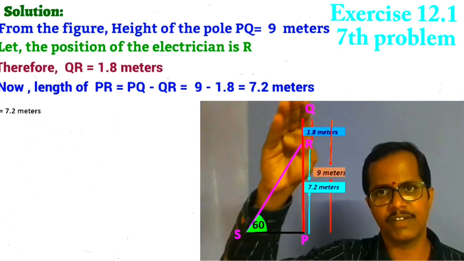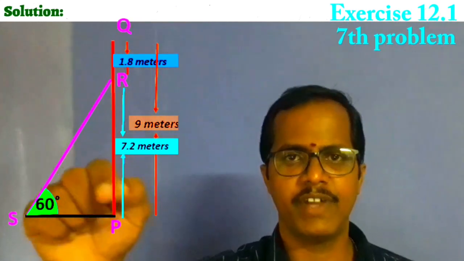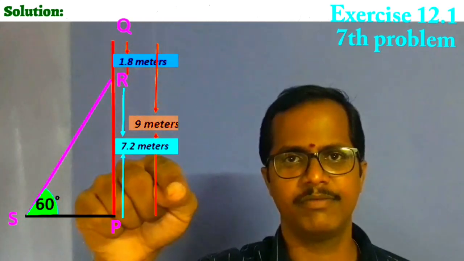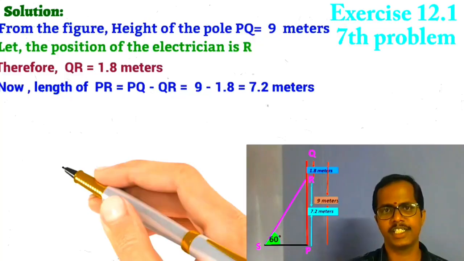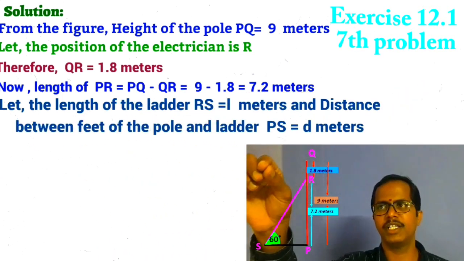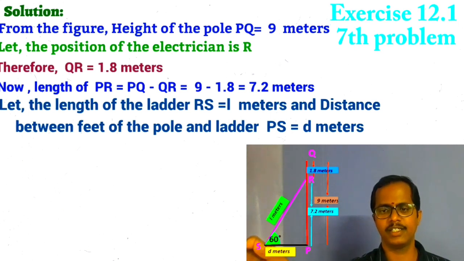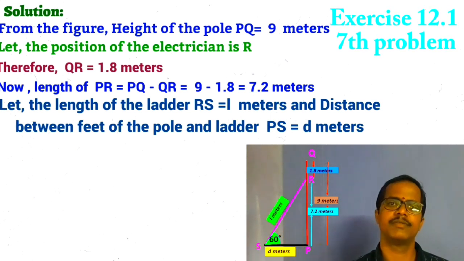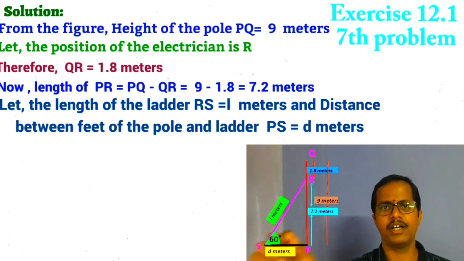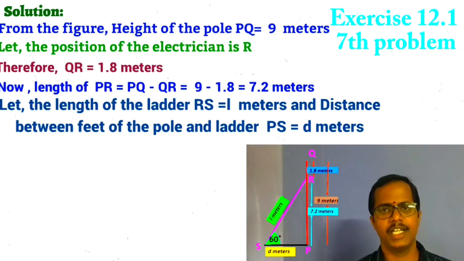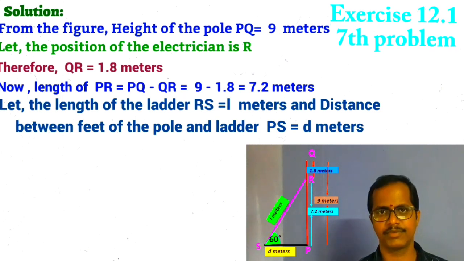Now we need to find the length of the ladder. So if we observe in this diagram, for the given angle 60 degrees, we have the opposite side PR, and we need to find the hypotenuse. Let us assume the length of ladder RS as L meters, and also assume the distance between the foot of the pole to the foot of the ladder, that is PS, as D meters. Now we need to find the length of the ladder and the distance between the feet of the pole and ladder. Let us first find the length of the ladder, that is L meters.